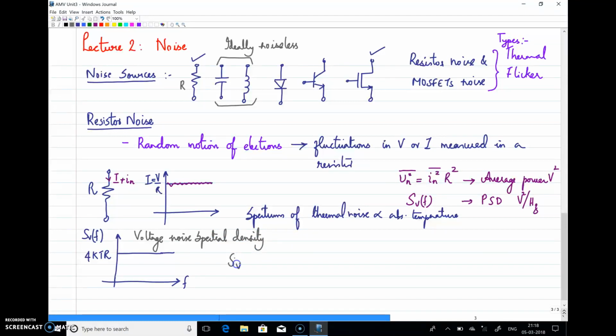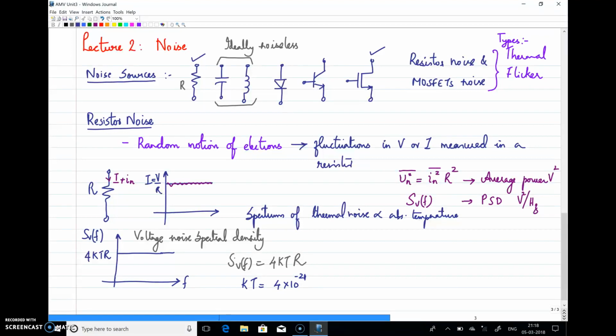I can write SV of f is equal to 4 kT R, where this kT, you just note down this value. This may be useful for solving problems. It is equal to 4 into 10 power minus 21 with the appropriate unit. K is the Boltzmann constant and T is the temperature. At room temperature of 300 Kelvin, the value of kT is this one. So your voltage noise spectral density is 4 kT R.